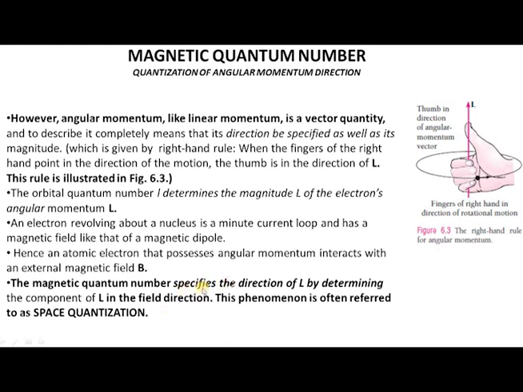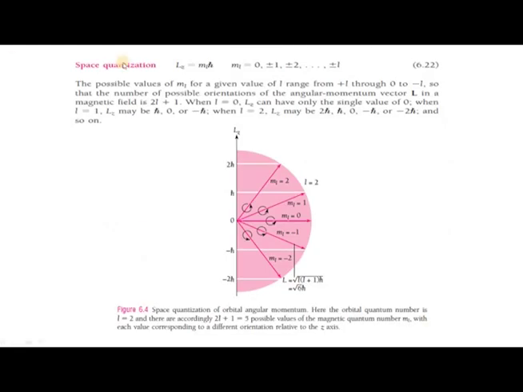The magnetic quantum number specifies the direction of L by determining the component of L in an arbitrary field direction, and this phenomenon is referred to as space quantization. And this is very important. You have to study it this way. The magnetic quantum number specifies the direction or orientation of L by considering the component of this angular momentum along the direction of an arbitrary external magnetic field, which gives us space quantization.